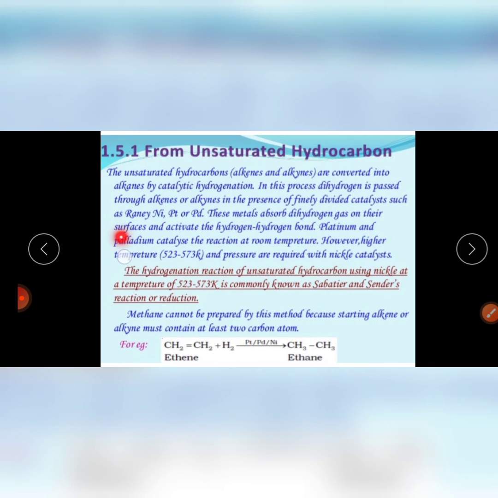And platinum and palladium catalyze the reaction at room temperature. However, higher temperature and pressure are required with a nickel catalyst. So what we are doing there is catalytic hydrogenation in the presence of these catalysts, which results in the formation of alkanes.